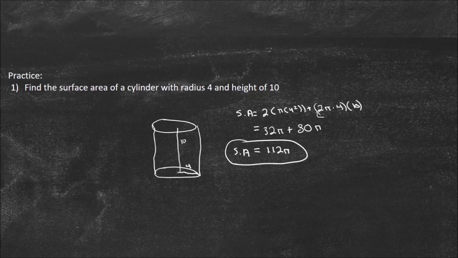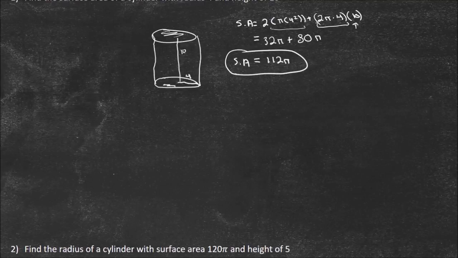So that's what we did here. We did the circumference times the height, which is the 2 pi r, and that's the 2 pi times 4, and then times the height of 10. Then here we did 2 times the area, which represents the area of this circle and this one, and the area formula is just 16 pi, because pi r squared, then multiplied by 2. So that's how we got that surface area.